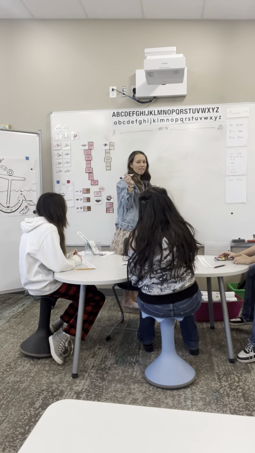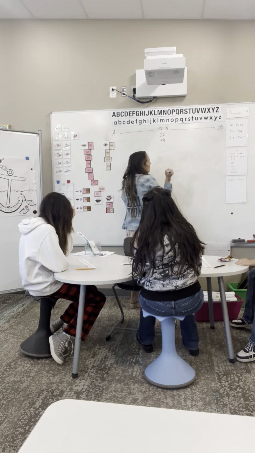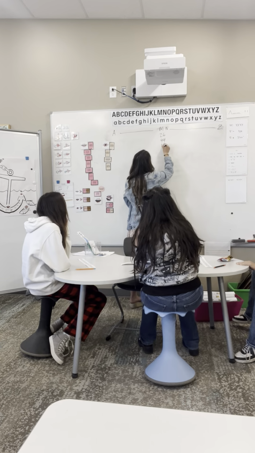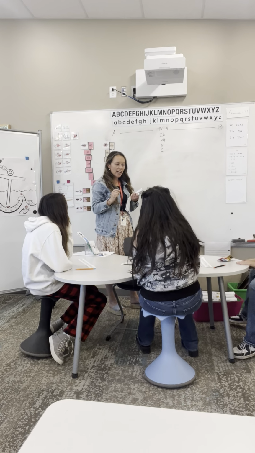How many letters in the alphabet? 26. How many sounds? 44. There's two kinds. What are they? Vowels and consonants. What are your vowels? A, E, I, O, U. Good. Beforehand at A, afterhand at N.